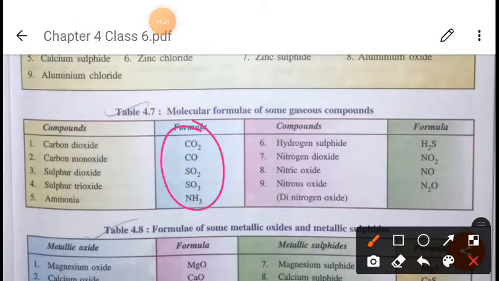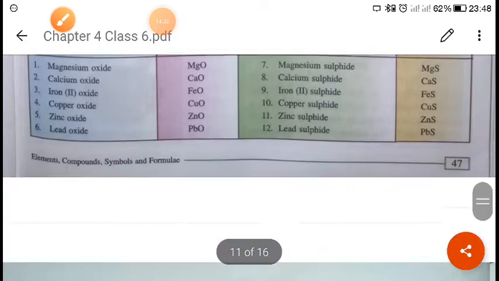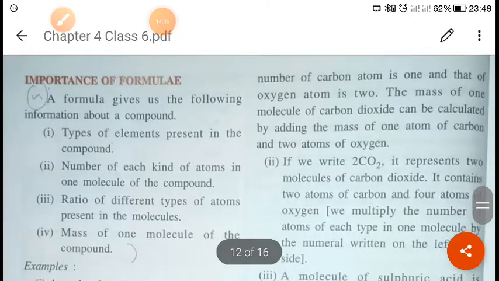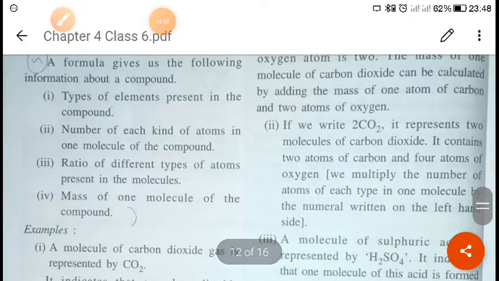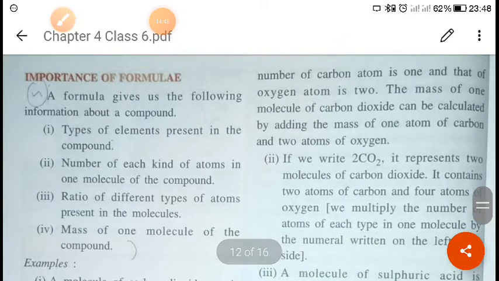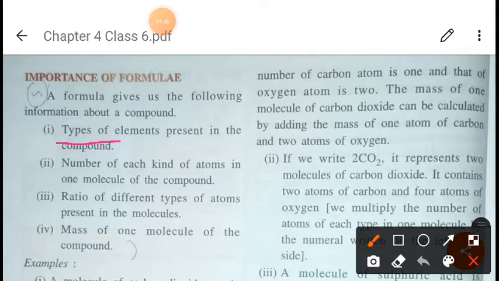See, for carbon dioxide we write CO2, right? And for carbon monoxide we write CO, and SO2. As you can see, some examples are given here, right? You can write this in your copy also, right? Now next, what is the importance of this formula? Formula gives us the following information about the compound, okay?